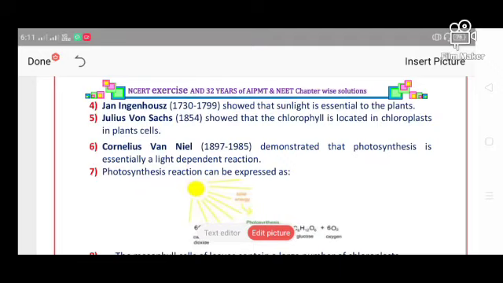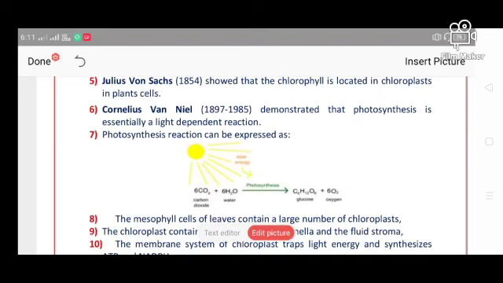Okay, so next one is Cornelius van Niel, who demonstrated that photosynthesis is essentially a light dependent reaction. So van Niel demonstrated that photosynthesis is very much dependent on light. He demonstrated that photosynthesis only occurs in the light, neither in the dark nor when there is no light.